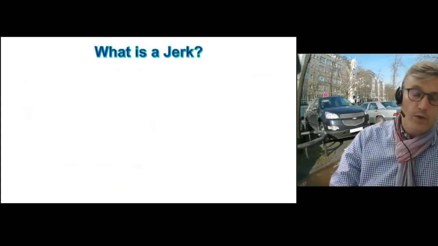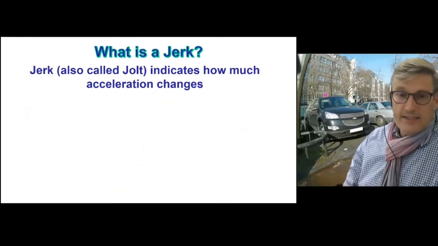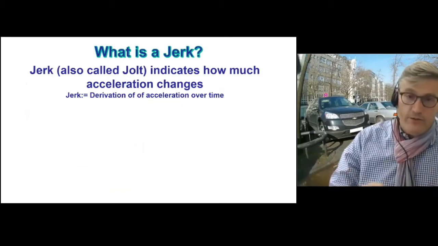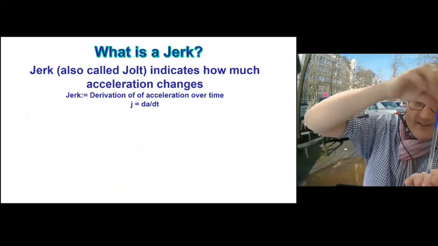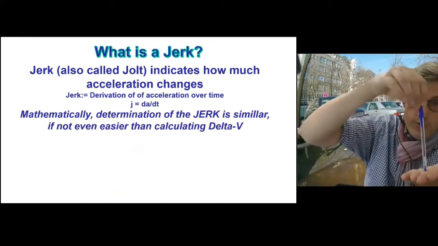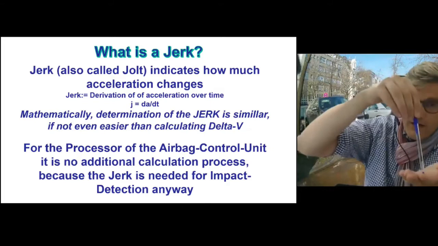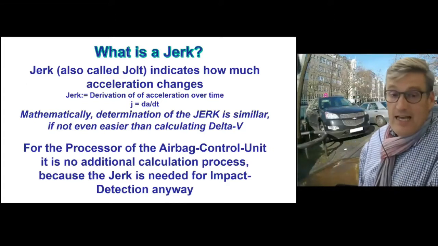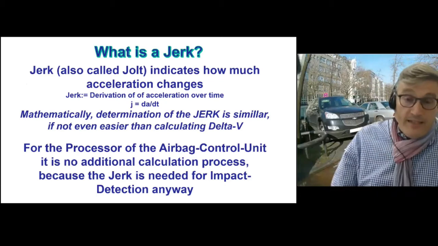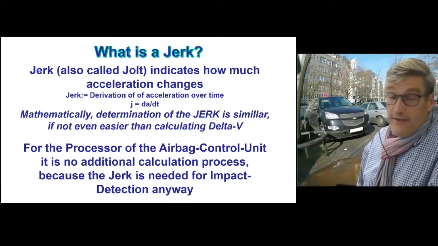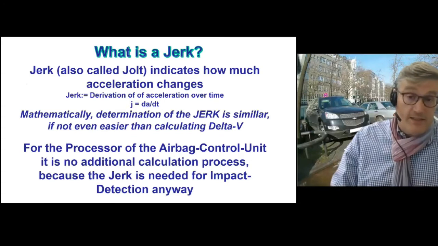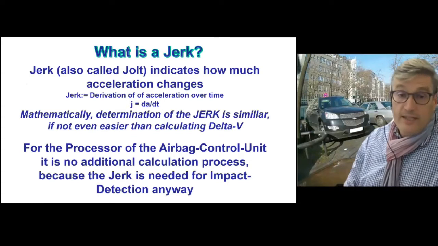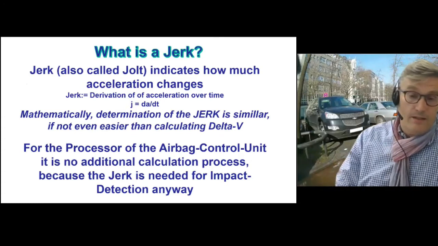So what is a jerk? A jerk is the change of the acceleration. So it is actually from my sensor, how quick the sensor is moving. It's not the quickness of the car, it's the quickness of my sensor. And so mathematically, it's the derivative of the acceleration. So please give me the next slide.